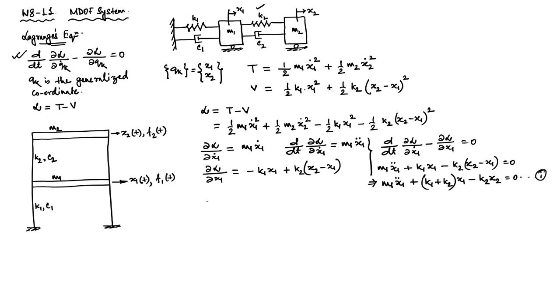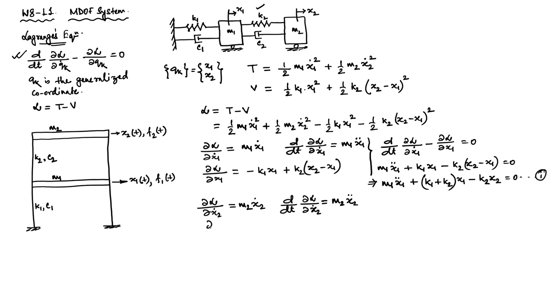Similarly, if we differentiate L with respect to x2 dot, we will have m1 x2 dot. Then if we time differentiate this quantity, sorry, this will not be m1 x2 dot, this will be m2. So, ultimately we will get m2 x2 double dot.